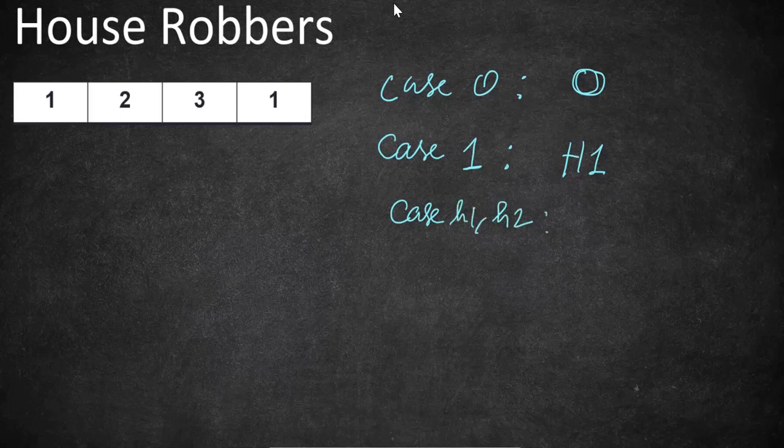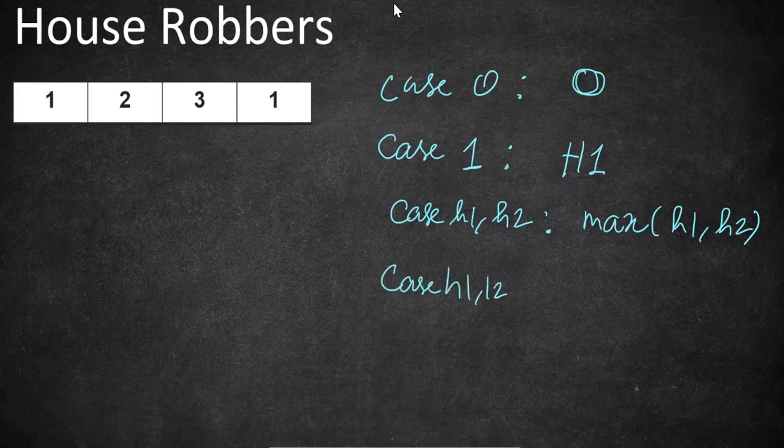So if there are 2 houses, you can rob only one house because you cannot go for adjacent house. In that case, your solution would be max of house 1, house 2. So whichever house is having the maximum amount, you would be robbing that. So finally, case 4, which is having 3 houses, house 1, house 2, and house 3.